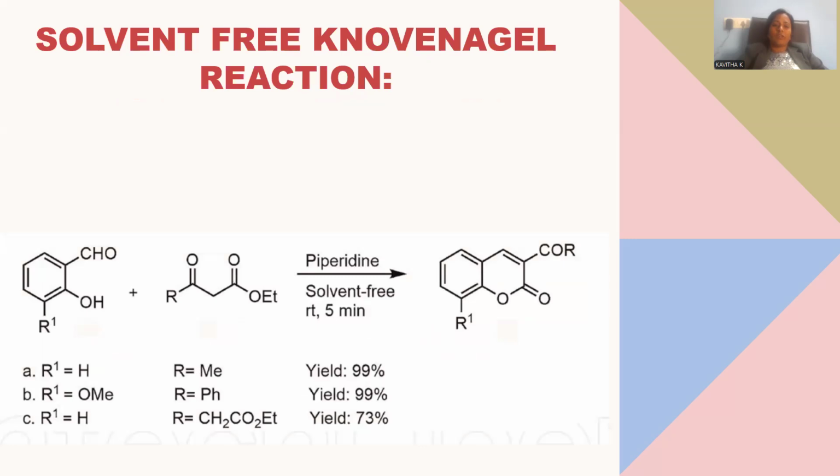Let me go for the solvent-free Knoevenagel condensation between the salicylaldehyde and beta ketoester. So salicylaldehyde is treated with the beta ketoester in the presence of piperidine. The most important point to be remembered in the synthetic strategy of the coumarin is that all the reagents must be taken under mild operations only.